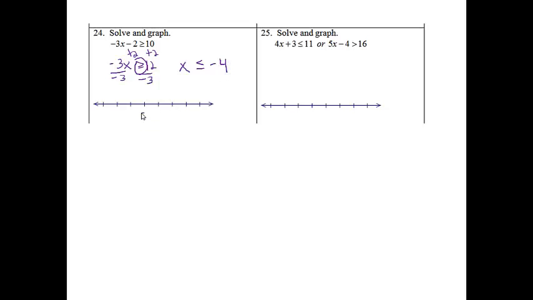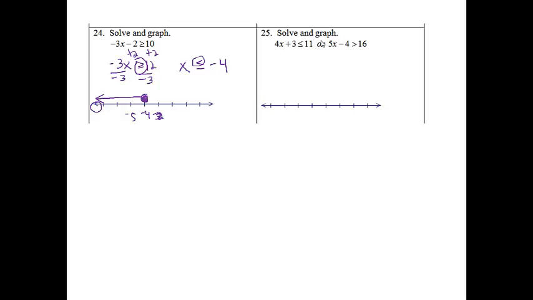Now to put it on a number line, -4, -2, -3, -5. There's going to be a closed circle at -4. And since it's less than, it will go to the left. And again, this sign should match this sign, and it does.